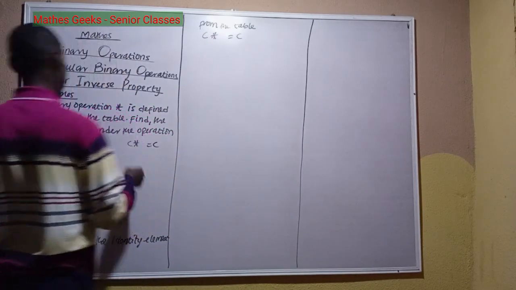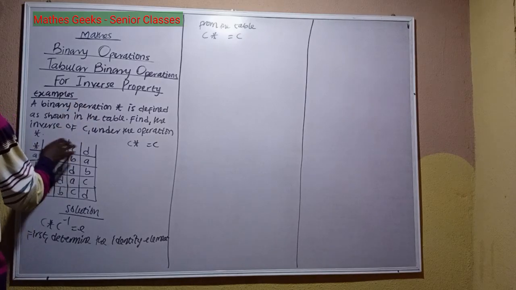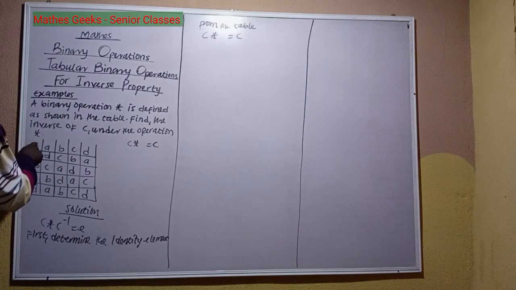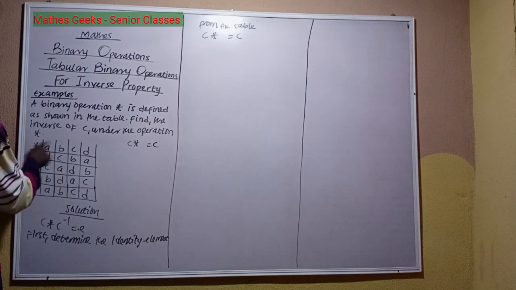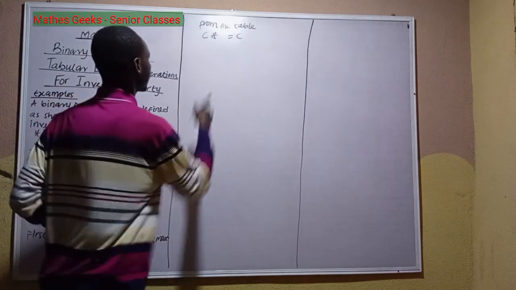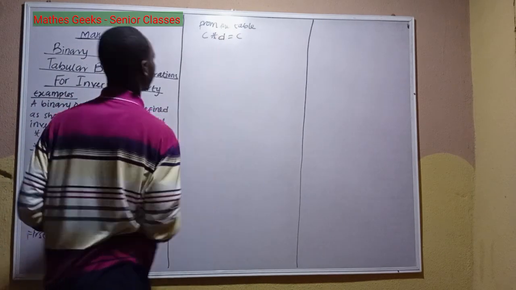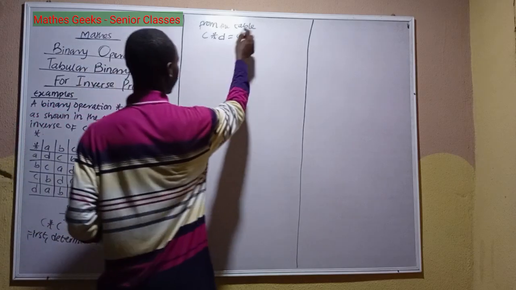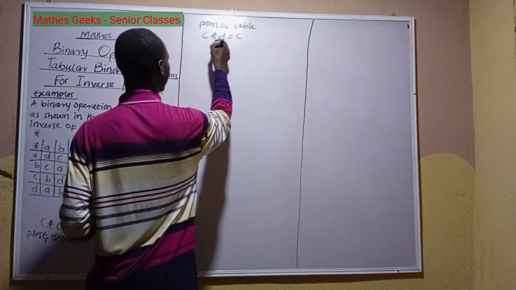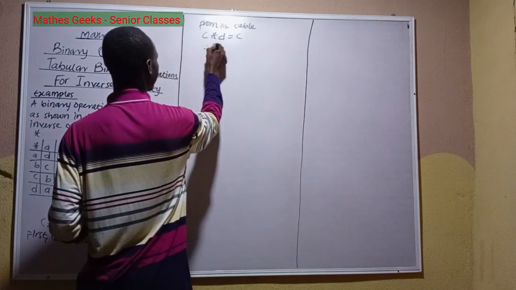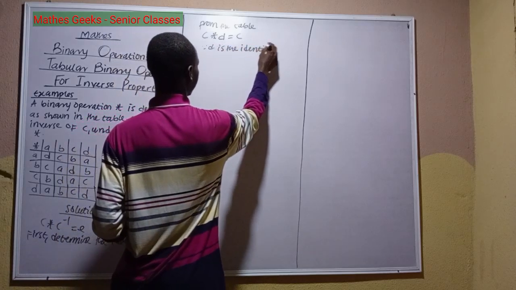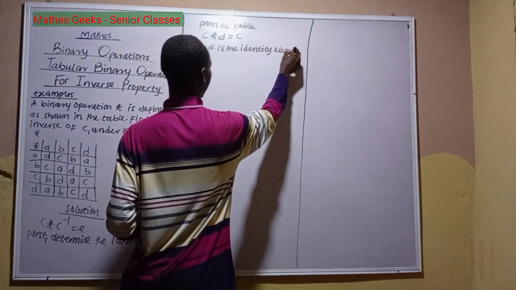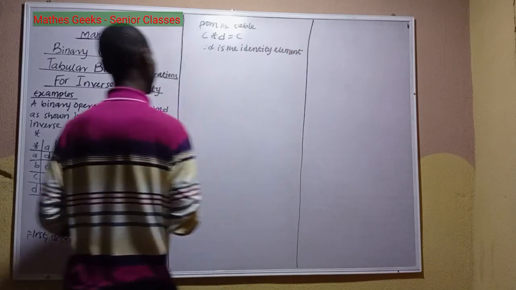So let's look at C operation what will give us C. Okay, C operation D will give us C. So this tells us that therefore D is the identity element.